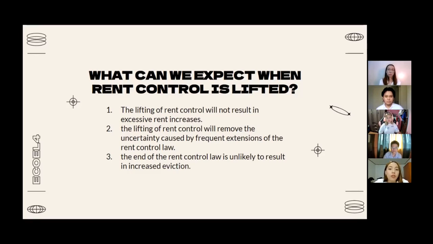Second, the lifting of rent control will remove the uncertainty caused by frequent extensions of the rent control law. Uncertainty discourages investment in the sector since rules are bound to change whenever the law is extended. Lifting rent control and giving incentives to property owners will encourage more investments in affordable rental housing and increase competition in the market. Lastly, the end of the rent control law is unlikely to result in increased eviction.